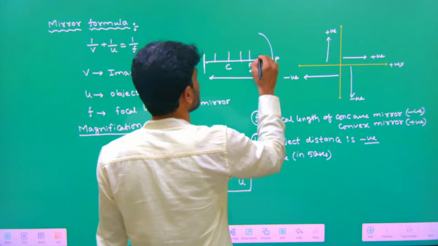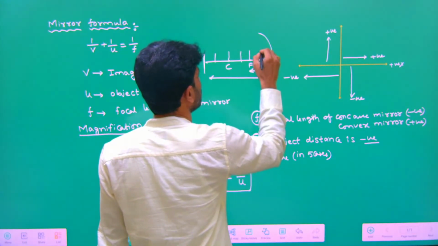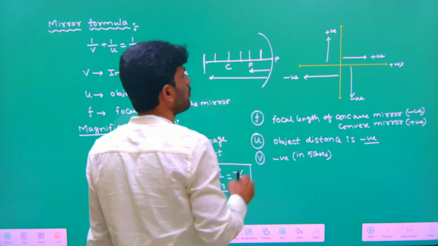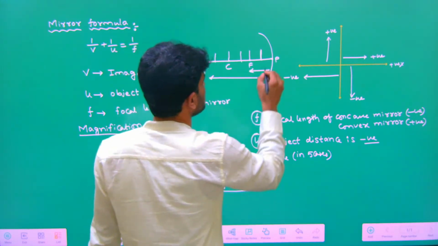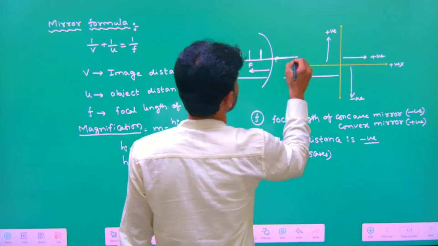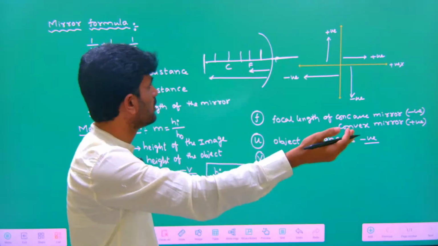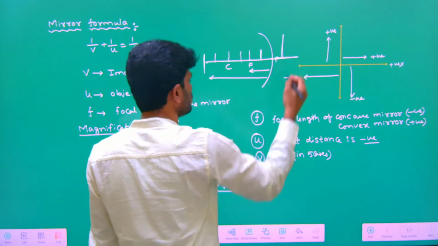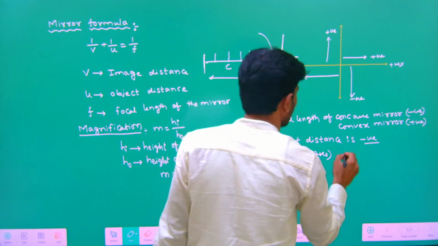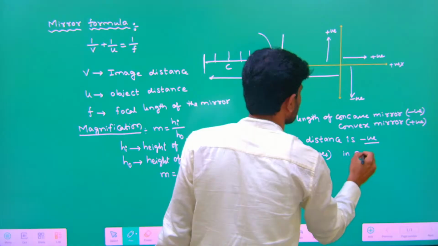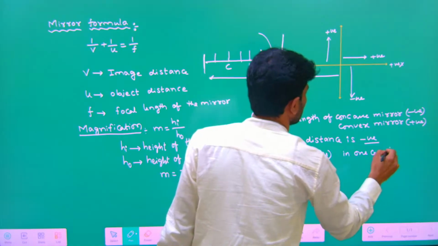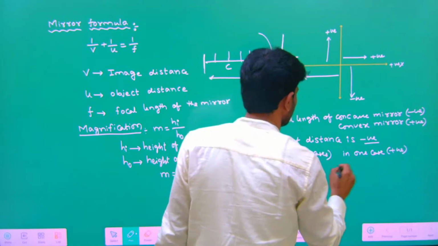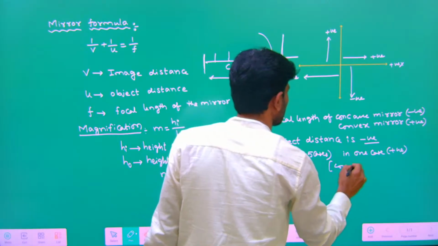But only in one case, when the object is kept between focus and pole, the image forms behind the mirror, on the right side of the mirror. So in this case, it is positive. A virtual and direct image will be formed. So that's why it is positive, only in one case. This is in the case of a concave mirror.